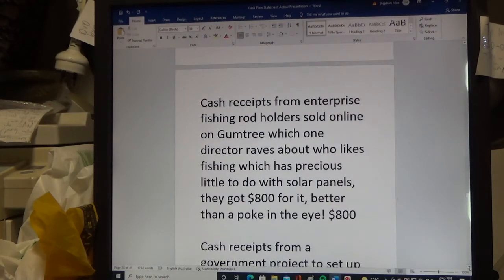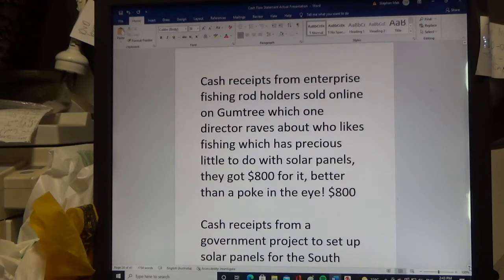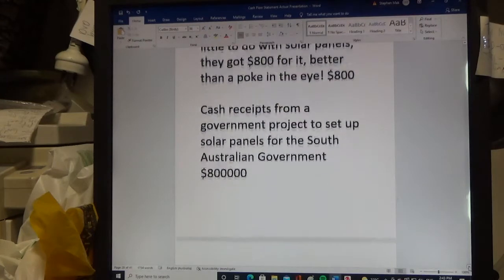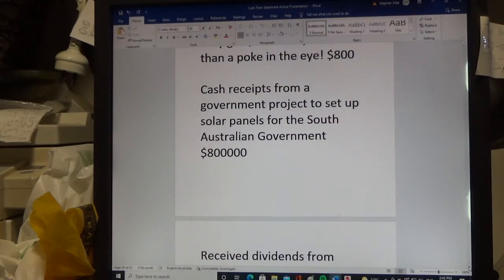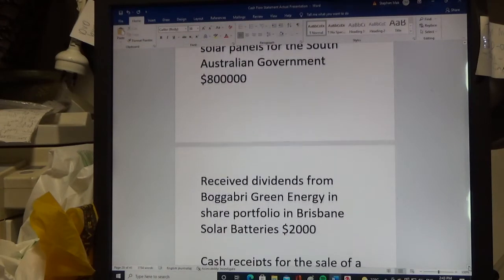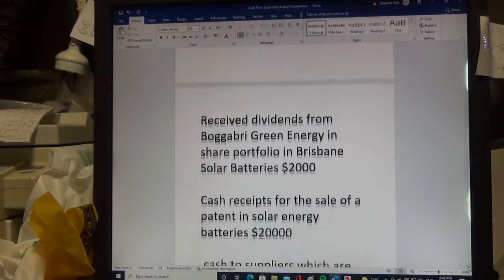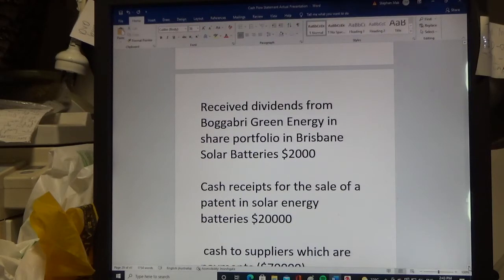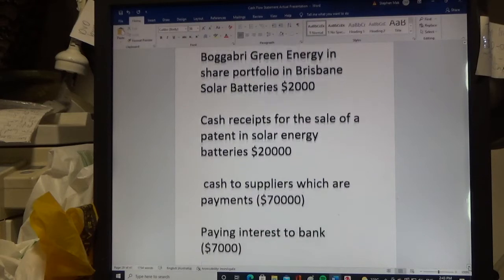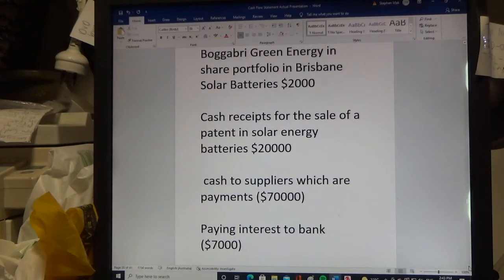That fishing rod holder enterprise, bit better this year, $800, $200 better than 2 years ago. This enterprise is better than a poke in the eye. They are getting a bit of positive cash flow movement in it. The government project in South Australia again, yielding positive cash. Receiving dividends from Brisbane Solar Batteries in this example, $2,000. Cash receipts for the sale of a patent. They're selling a patent, so it's a positive cash flow movement.